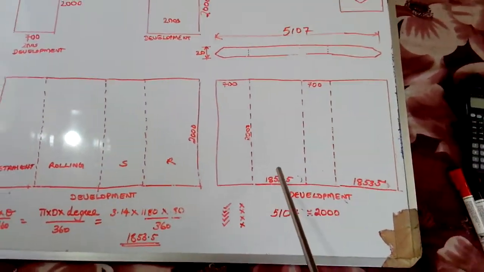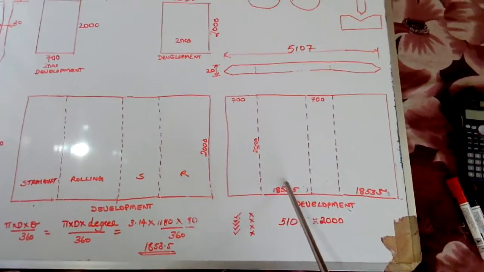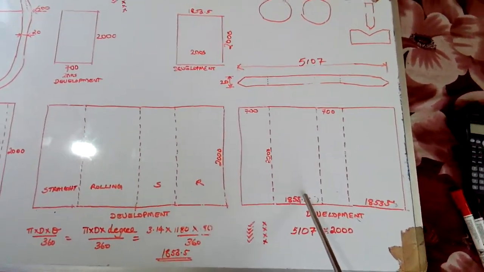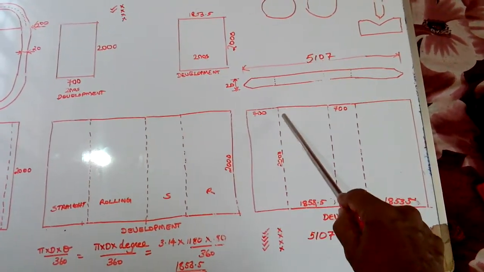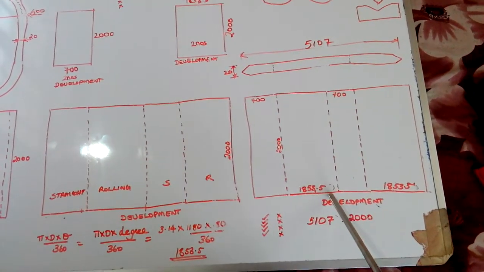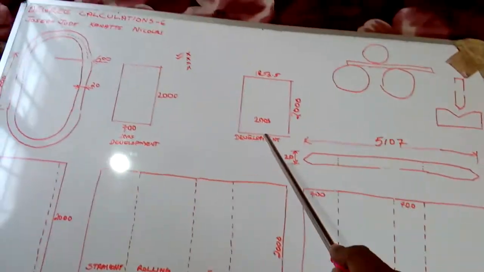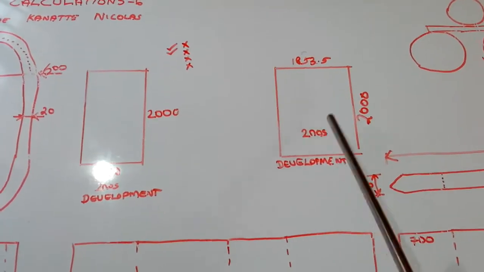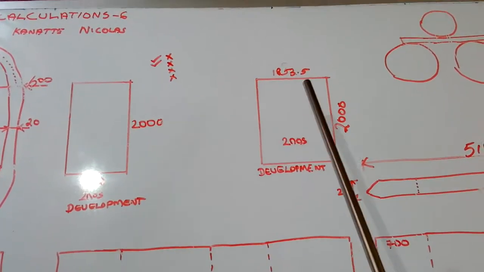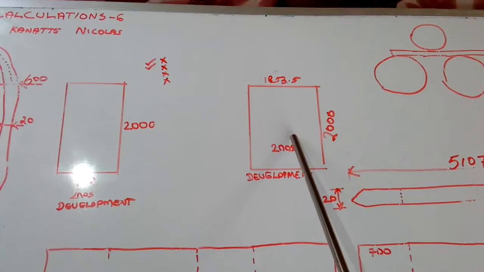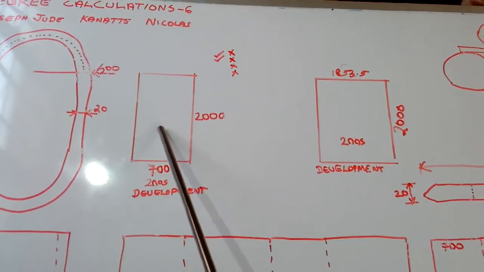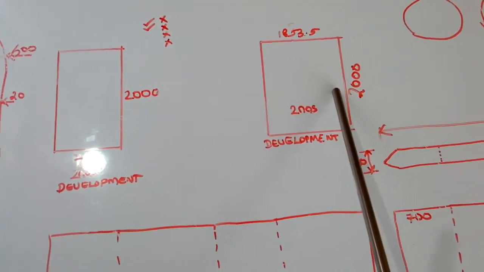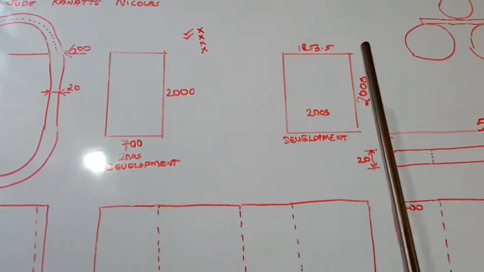1853.5 means it is the area of the rolled area. 1853.5 is the rolled area and its height is 2000. 2000 into 1853.5. Two numbers we have to make for rolling. In this plate we will give rolling. In this plate we won't give rolling. It will be a straight piece only. It is also a development. It is another method.